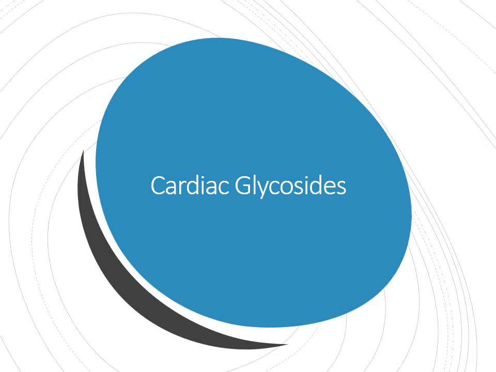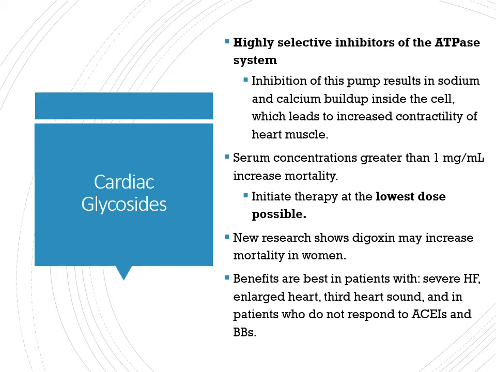Next, we turn to the cardiac glycosides, which are not used very often, but do have some role in cardiovascular health. They're highly selective inhibitors of the ATPase system. Inhibition of this pump results in sodium and calcium buildup inside the cell, and that leads to increased contractility of the heart muscle. They're among the oldest known drugs, and have been medically recognized in the treatment of heart failure since 1785.